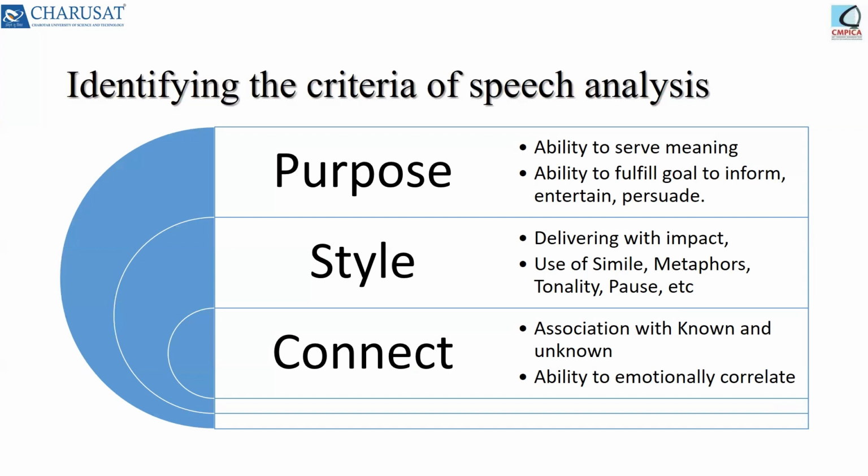Three major criteria that every speech must have are a purpose, a style, and a connect. With only this purpose, style, and connect, we are able to bring the desired result of whatever we are saying. So connect means basically association with known and unknown. We need to build that bridge. We need to make a connection with the audience, and the ability to emotionally correlate with the audience is what is going to help us connect with the audience, right? So these are the three major criteria of speech analysis.